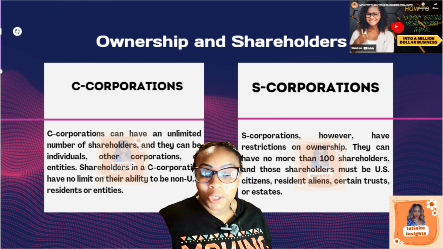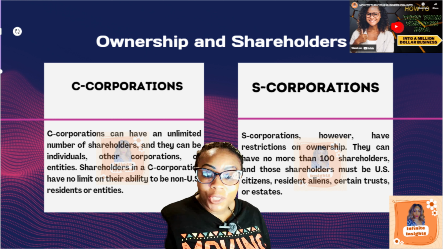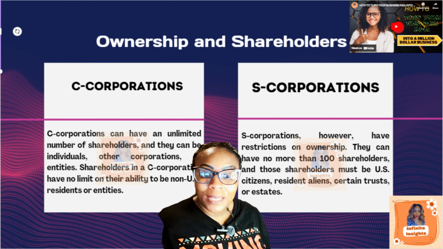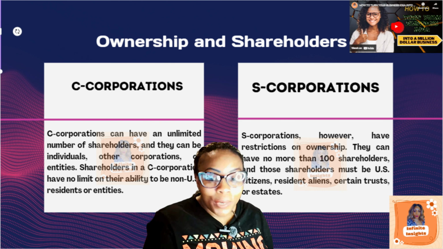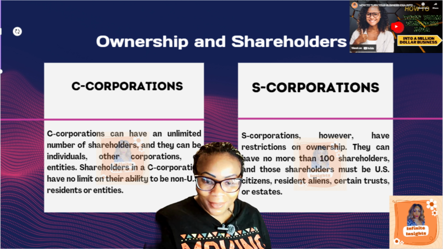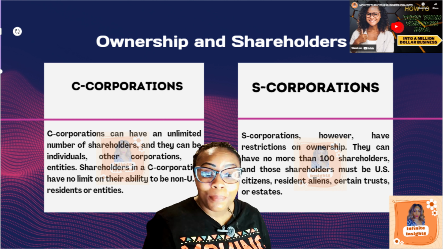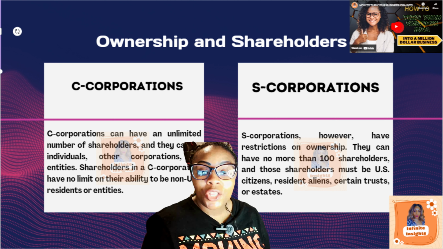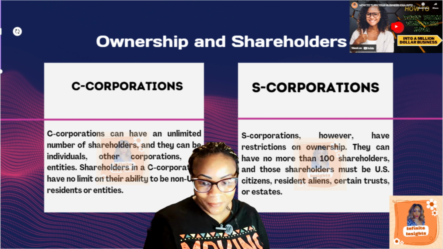We are on Section 4, ownership and shareholders. A C corporation can have an unlimited number of shareholders, and they can be individuals, other corporations, or entities. Shareholders in a C corporation have no limit on their ability to be non-US residents or entities.